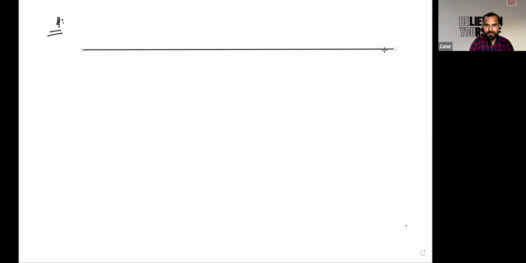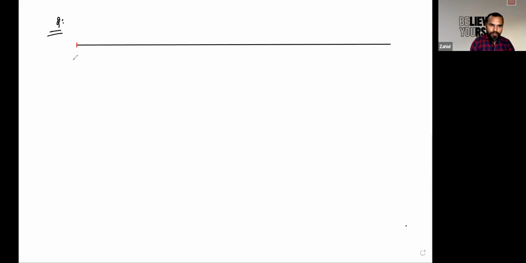A drunkard walking in a narrow lane takes 5 steps forward and 3 steps backward, followed again by the same. Suppose this is a straight path. This is the starting point. 1, 2, 3, 4, 5, 6, 7. There is a pit at this particular point on the straight road. A drunken man moves 5 steps forward and 3 steps backward.